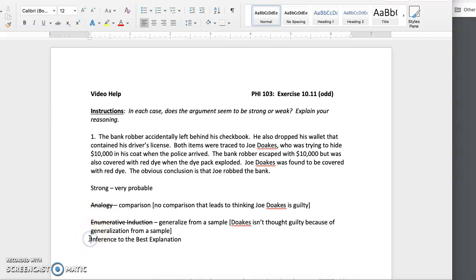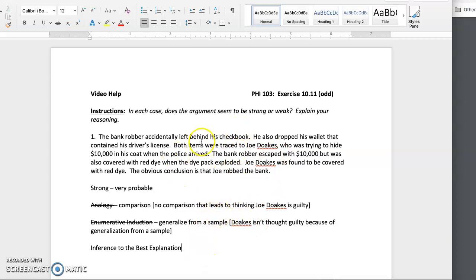Inference to the best explanation is when you have something that needs to be explained and you have an idea that does explain it, and it does it well, and it's consistent with other things you believe, and it has all these other values that he talks about in the chapter. So we don't think Joe Dokes is guilty because he's being compared to anybody else. We don't think he's guilty because of any kind of polling or sample.